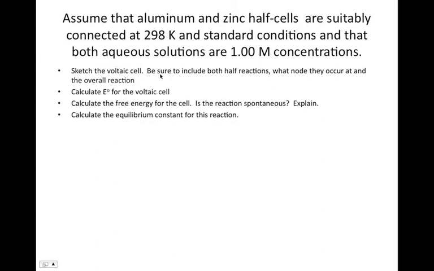So, sketch this voltaic cell, assuming aluminum and zinc half cells suitably connected at 298 Kelvin, standard conditions, and that both aqueous solutions are 1 molar concentration. So, sketch the cell. I'm going to draw my beakers, and I'm going to put my electrodes in here. You do not have to be a great artist to do this. I'm a horrible artist and I can still do this. Connect them with your wire. Draw the liquid so it's not going out of the beaker. And then put your salt bridge.